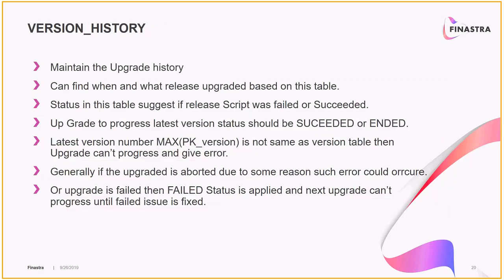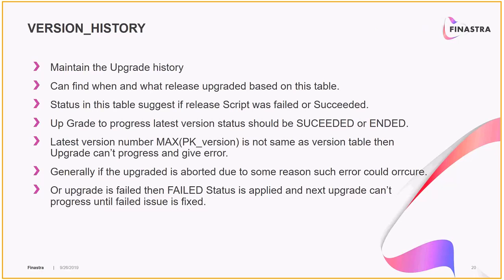Okay. Version history we already discussed. It maintains upgrade history, and we can find when, in what release, it was upgraded. Status in this table suggests if the script failed or succeeded. So we'll go back to that table and see if the status is failed for a specific script, then it will suggest whether that specific script succeeded or failed or whatever it may be. Okay.